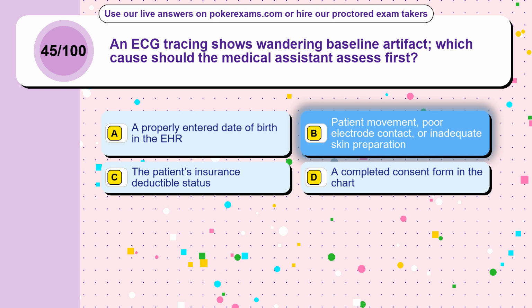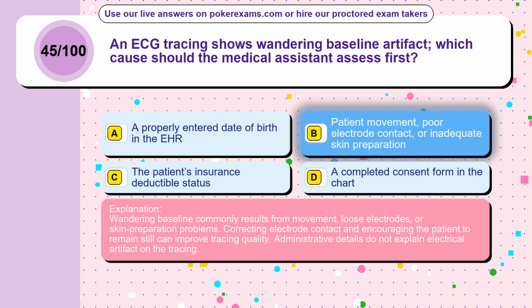The correct answer is option B. Patient movement, poor electrode contact, or inadequate skin preparation. Wandering baseline commonly results from movement, loose electrodes, or skin preparation problems. Correcting electrode contact and encouraging the patient to remain still can improve tracing quality. Administrative details do not explain electrical artifact on the tracing.